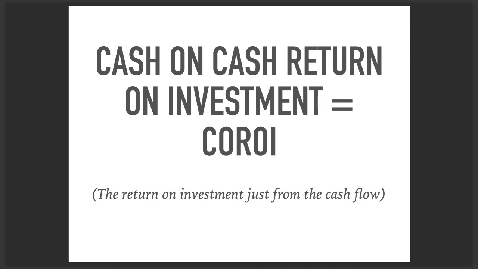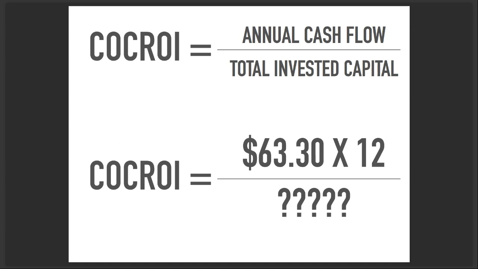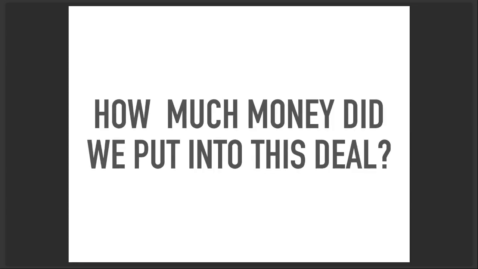What that means is, what kind of return on investment do you get just from the cash flow? Just from that cash flow. So to figure that out, you want to take your annual cash flow, which we figured out was $63 a month times 12. And we're going to divide that by how much money we put into the deal. That's the formula for cash on cash return. Again, if you're getting confused, we'll go over this again. But we're taking our annual cash flow divided by how much money we put into the deal.